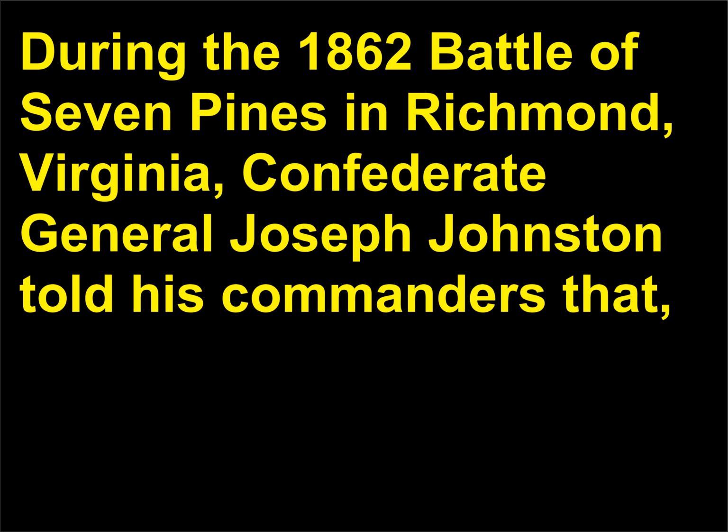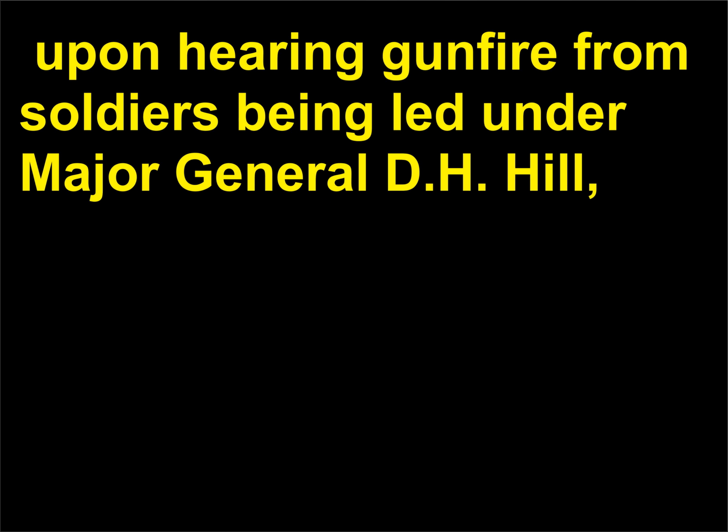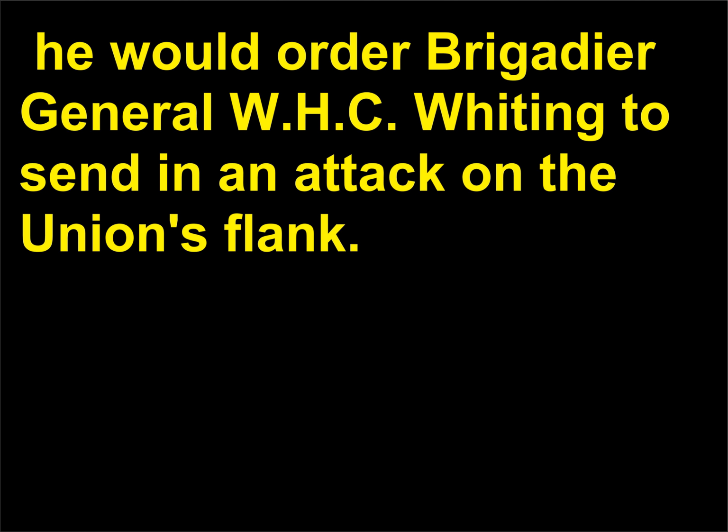During the 1862 Battle of Seven Pines in Richmond, Virginia, Confederate General Joseph Johnston told his commanders that upon hearing gunfire from soldiers being led under Major General D.H. Hill, he would order Brigadier General W.H.C. Whiting to send in an attack on the Union's flank.